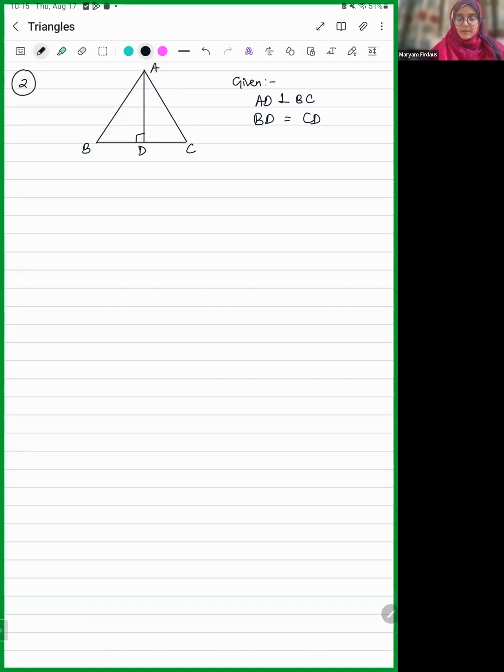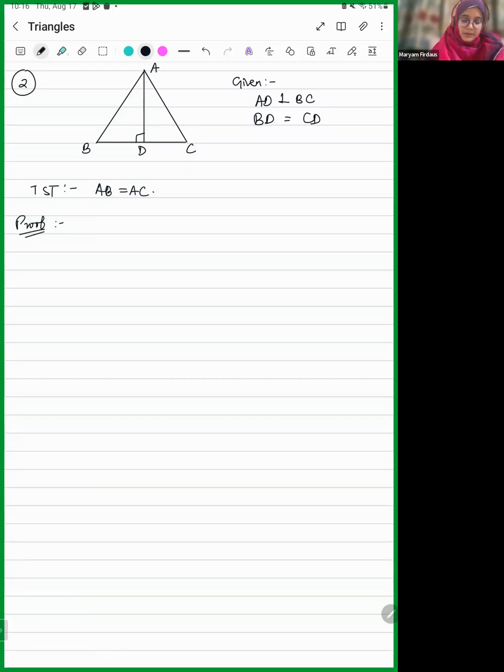Yes. But everything else was the same, and you have to prove the same thing to show that ABC is an isosceles triangle in which AB is equal to AC. Fine. Yes, ma'am. Now what do we do? Ma'am, we have to prove that ADB is congruent to ADC.